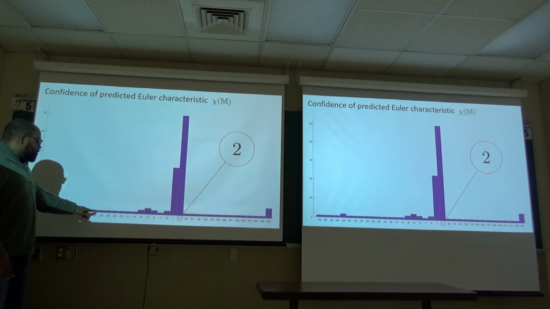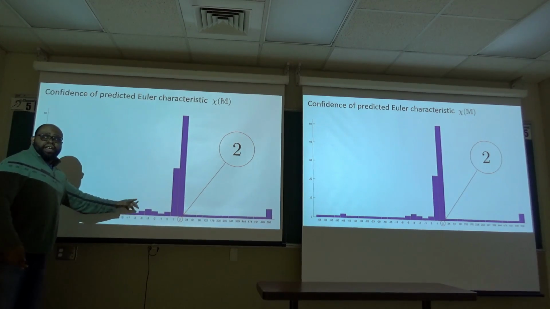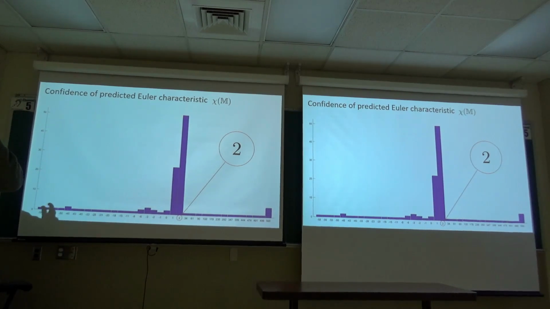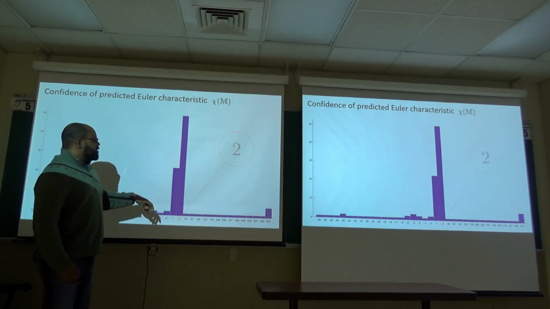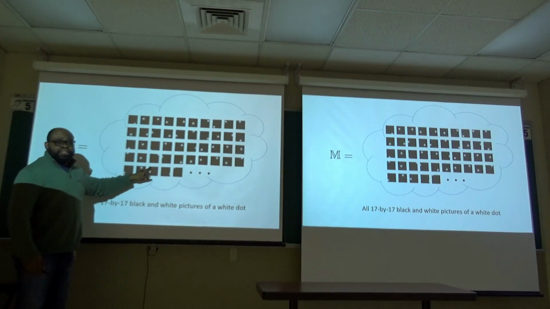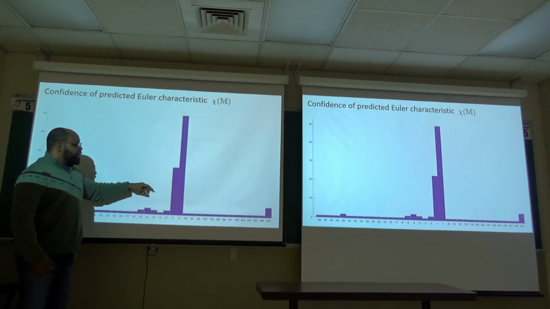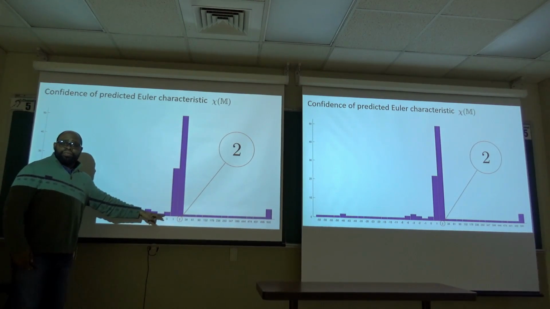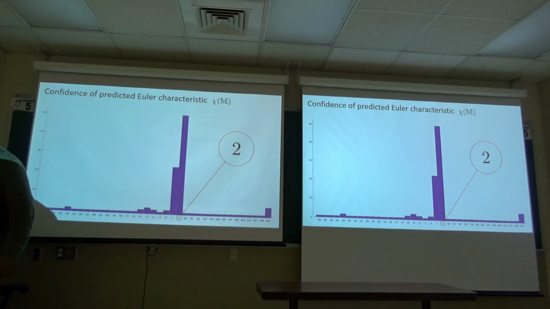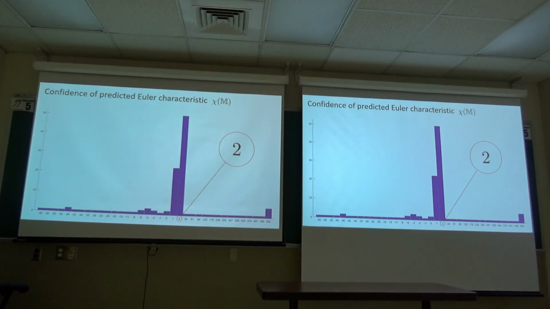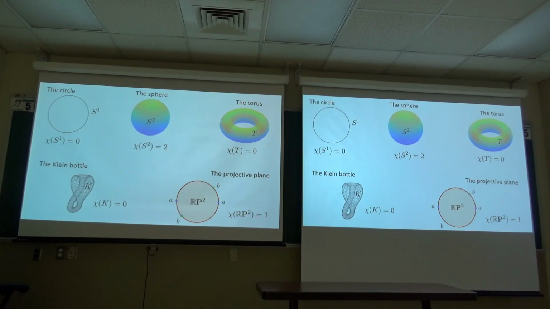Here I'm showing the candidate Euler characteristic, and the height is the probability that that's the right number. What we're getting is that the data set I just described, the data set of all such images, is highly likely to have Euler characteristic 2. Does that make sense? Hopefully. So what space do we know has Euler characteristic 2 from what we've seen? The sphere, right? The sphere.